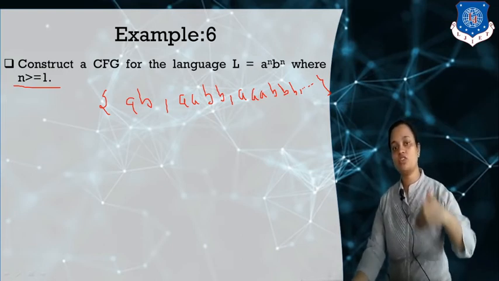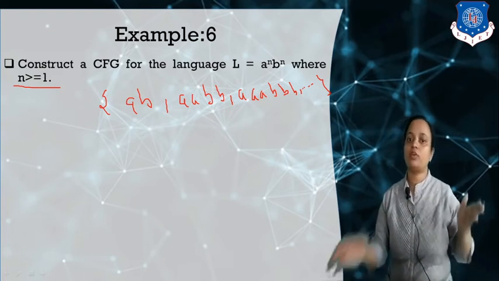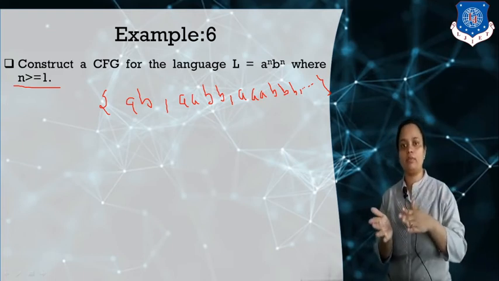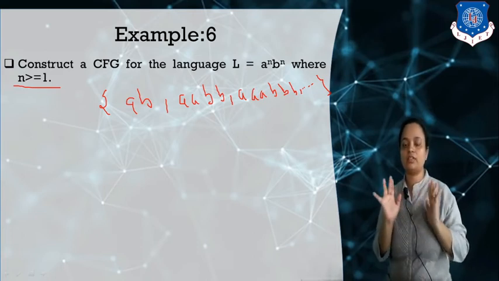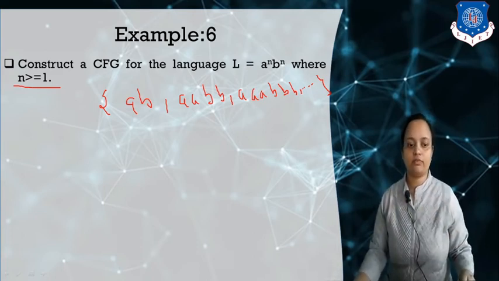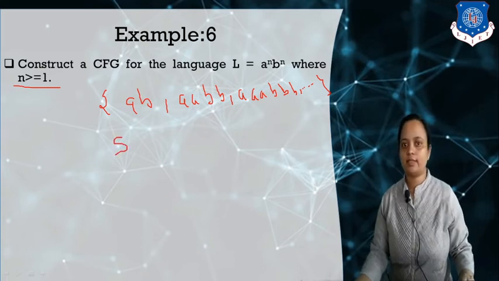The number of A should be followed by the number of B. So first A's appear, then B's appear, and both A and B's powers are equal. So how can we generate this kind of language? The same as derives. Now understand this.